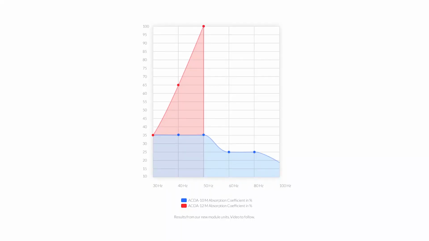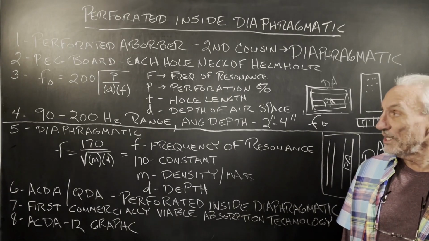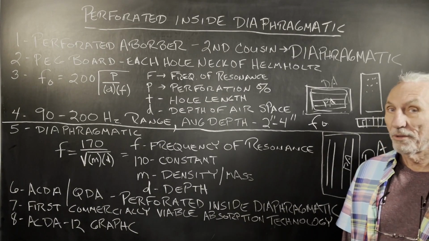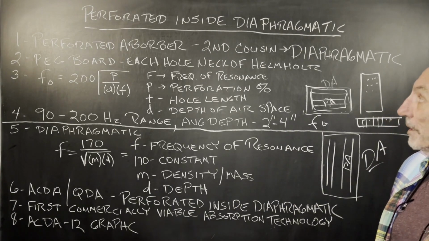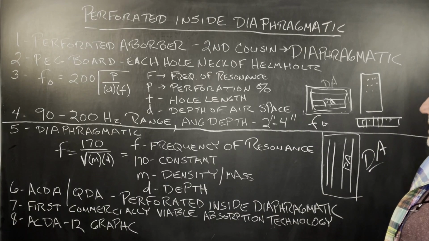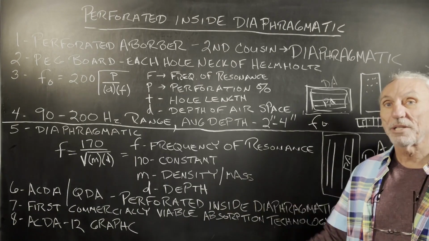Look at the performance of our ACDA 12. You won't find anybody's product in the marketplace that performs that well. Look at 30, 40, and 50. 100% at 50. 63% at 40 and 30, 35. I think we even get a little bit more. Very powerful sponge, and that's what you need in all small rooms. That 30 to 50 in every room. I don't care what you're doing in it, except voice. Perforated inside a diaphragmatic. That's the process we use.